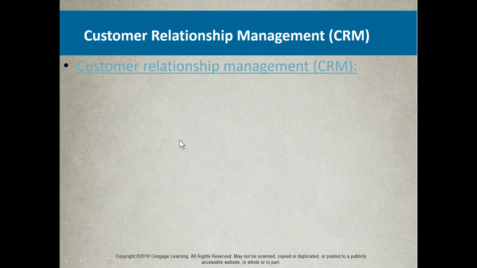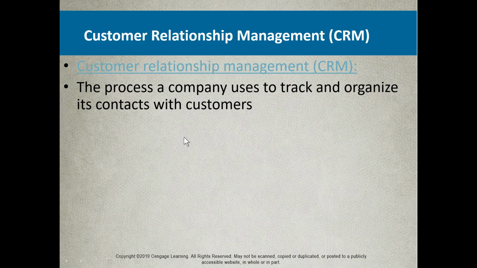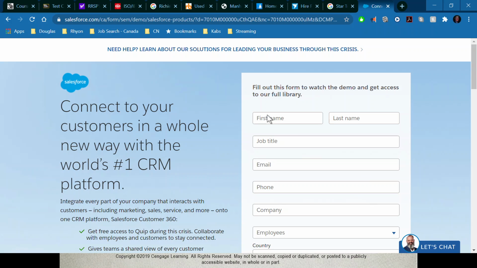Customer relationship management is that process that companies use to track and organize and keep contact with their customers. It's the sales aspect. It's the sale and the after sale service of a product. So if you're looking for an MIS in this area, one that I would recommend looking at is this one right here.